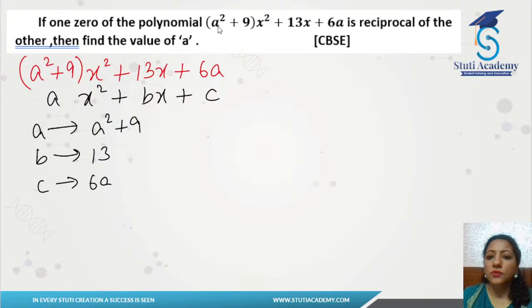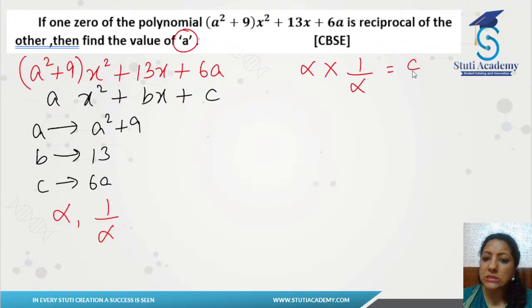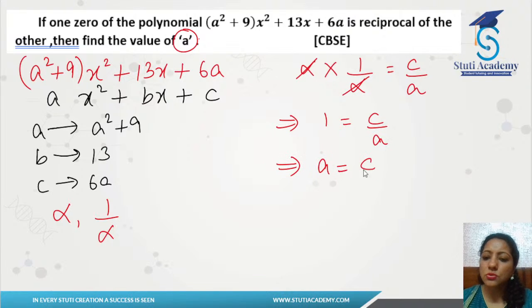Now, one zero of the polynomial is reciprocal of the other. So, if I take one zero as alpha, the other one would be 1 upon alpha. These are the two zeros which we have. Now, we have to solve for the value of a. So, let us take the product of the zeros. We have the product of the zeros as alpha into 1 upon alpha, that is c upon a. We can cancel out this alpha. We will get 1 is equal to c upon a. And then we have a is equal to c.